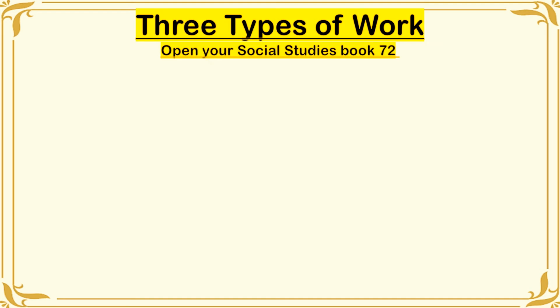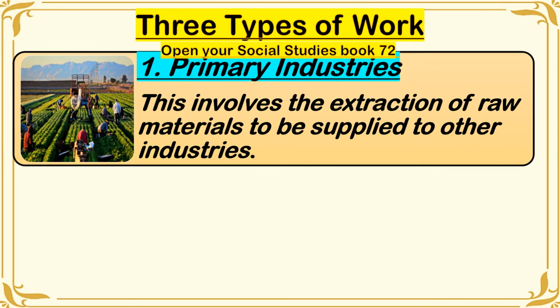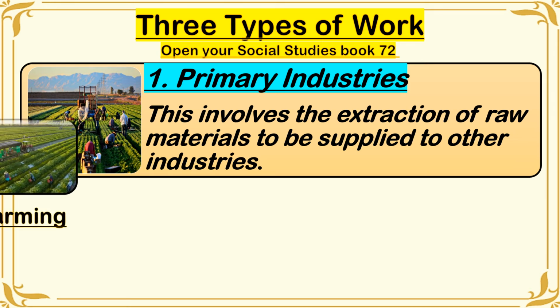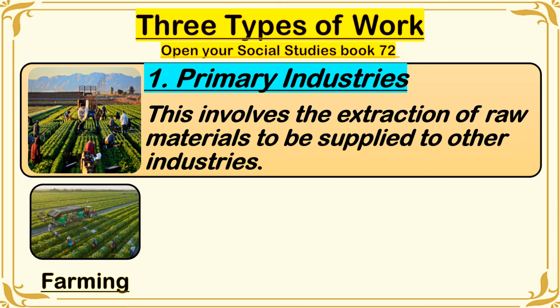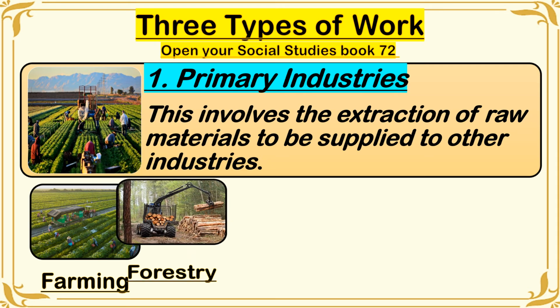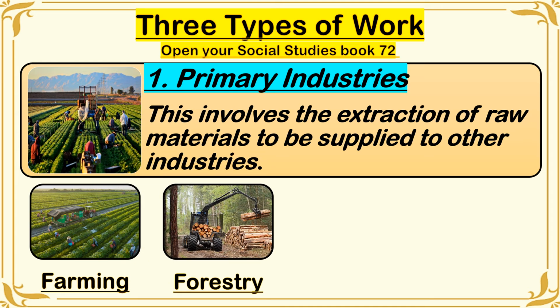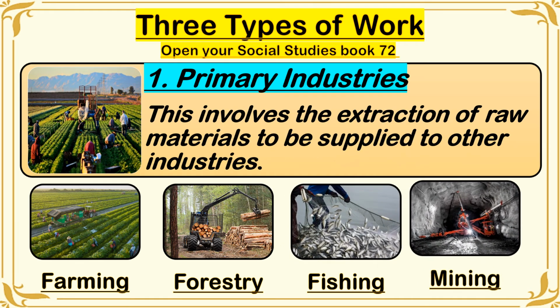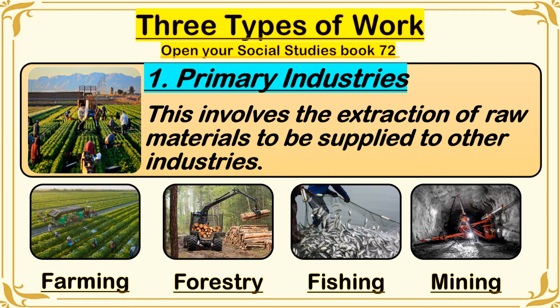Let us discuss about the three types of work. The first one is primary industries. This involves the extraction of raw materials to be supplied to other industries. And what are these industries? We're going to study that one later. But example of primary industries, we have here farming. The second one, forestry. Look at the picture. Next, fishing. And then we have here mining. So these are example of primary industries.